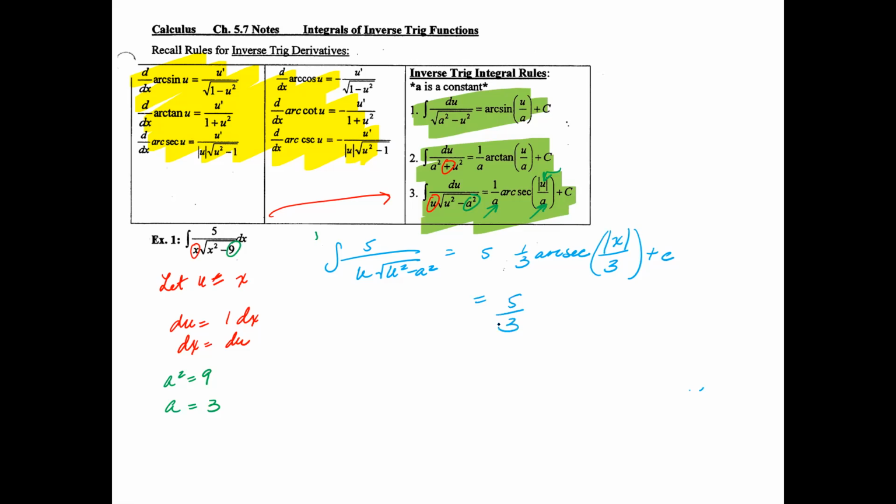So then my answer could be 5 over 3 arcsecant x over 3 plus c. And that is your answer.